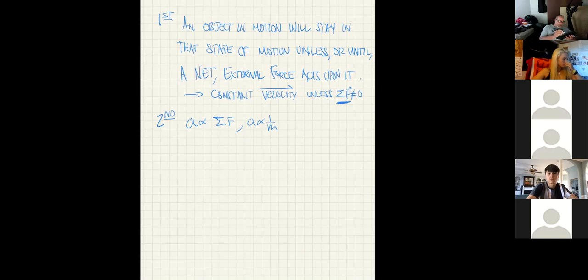Now, the final part of it is that Newton recognized that A would, in fact, be parallel to the net force.